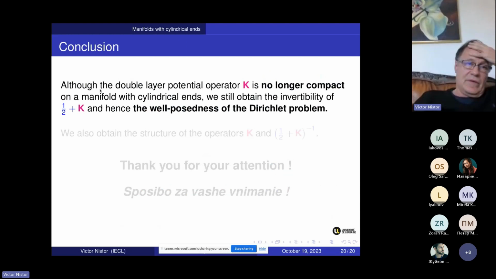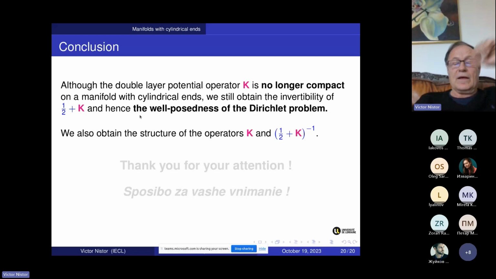Okay, so here's the conclusion. Although the double layer potential operator K is no longer compact on a manifold with cylindrical ends, we still can carry through the method, and we still obtain that 1/2 plus K is Fredholm of index 0, injective, and hence invertible, and that then gives us the well-posedness of the Dirichlet problem.